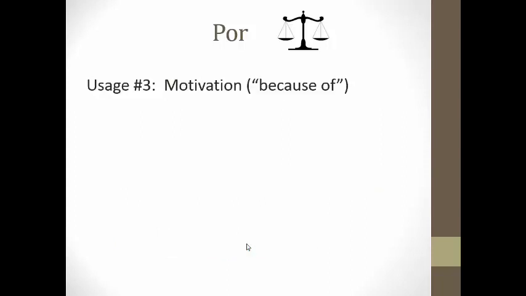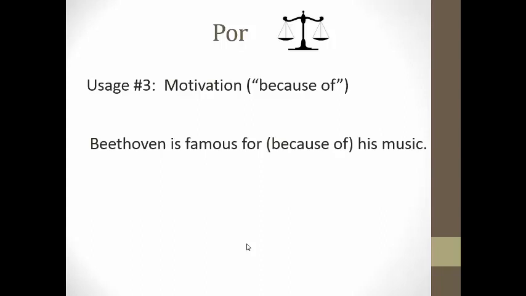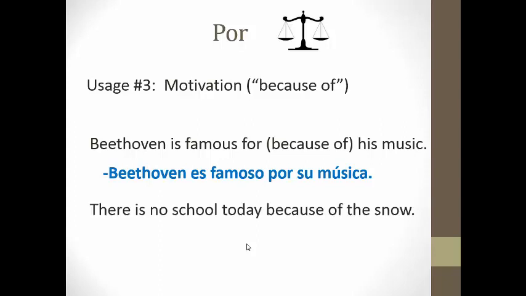Always use por when you're talking about the motivation or you're trying to say because of. Okay? So let's look at some practice problems. Beethoven is famous for his music or because of his music. To say that, you would say, Beethoven es famoso por su música. Another sentence, there's no school today because of the snow. So you would say, no hay escuela hoy por la nieve.